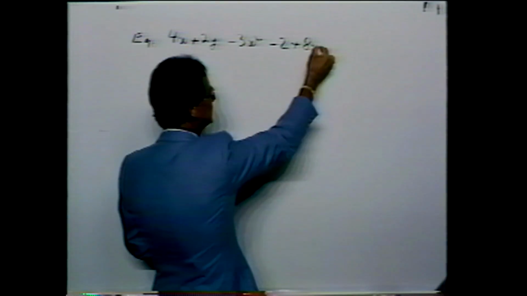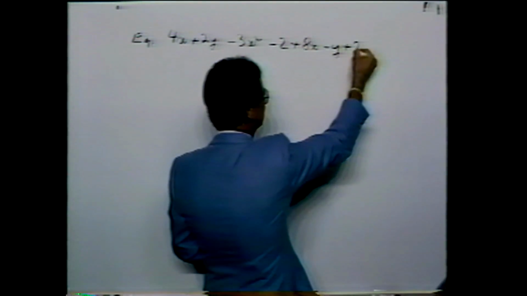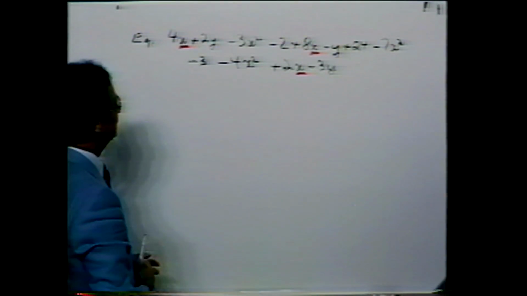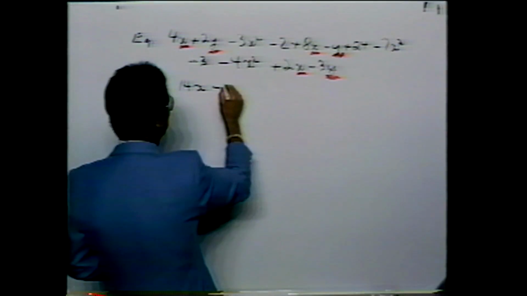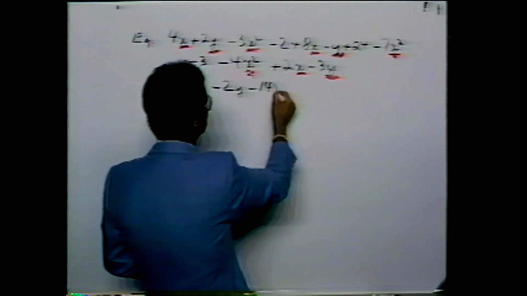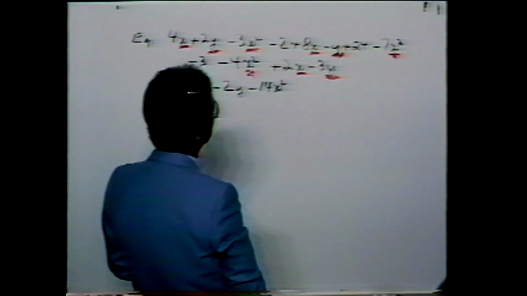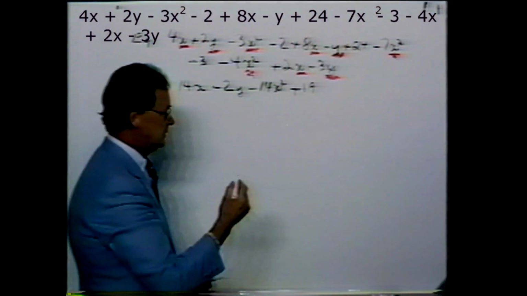Another example, 4x plus 2y minus 3x squared minus 2 plus 8x minus y plus 24. All those are like terms. We can add them up as shown, minus 14x squared. And lastly, plus 19.